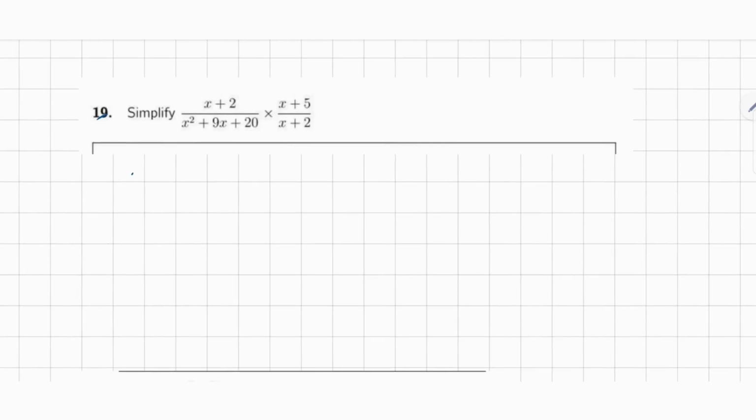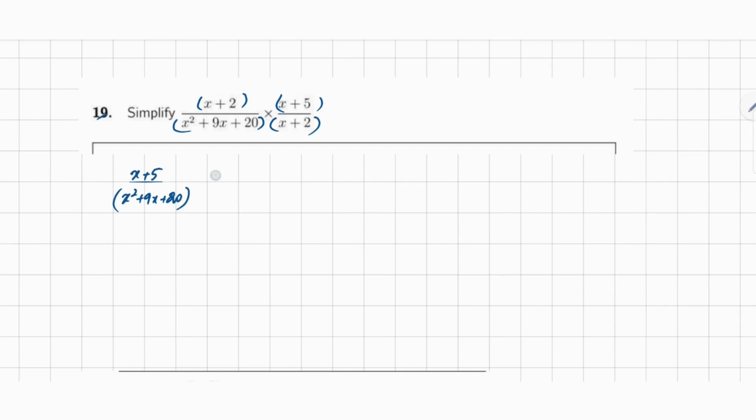Next, let's do question number 19. We have x plus 2 over x squared plus 9x plus 20 times x plus 5 over x plus 2. Over here, x plus 2 is a common factor in the numerator and denominator. So they can be cancelled as we'll get x plus 2 over x plus 2. So we have x plus 5 over x squared plus 9x plus 20.